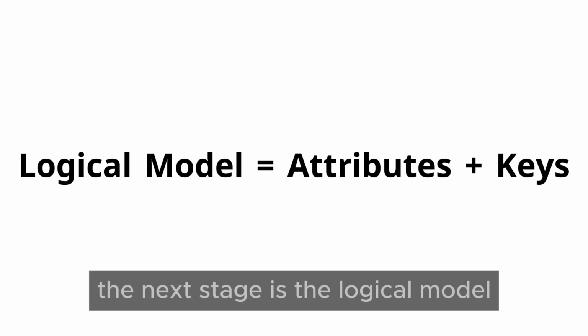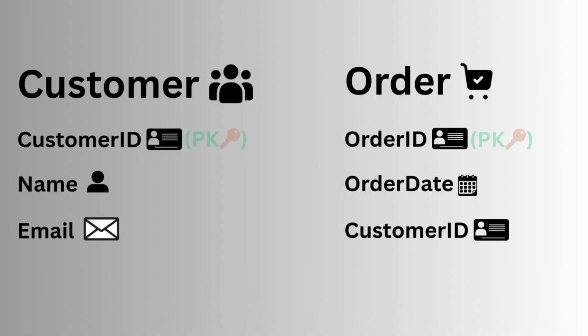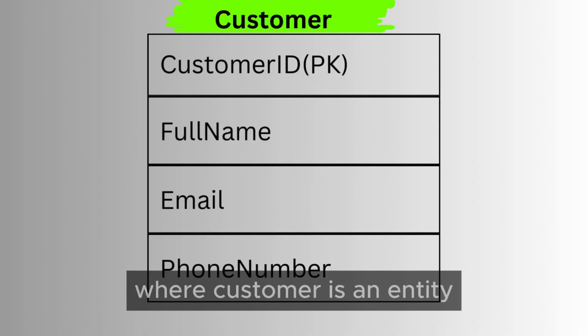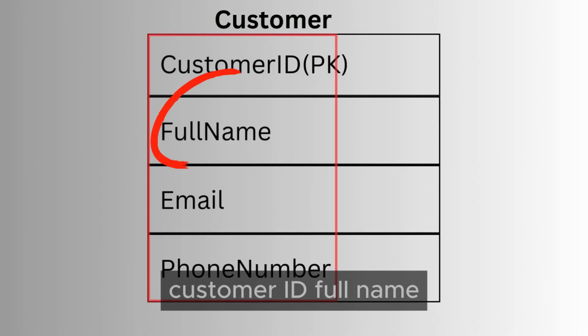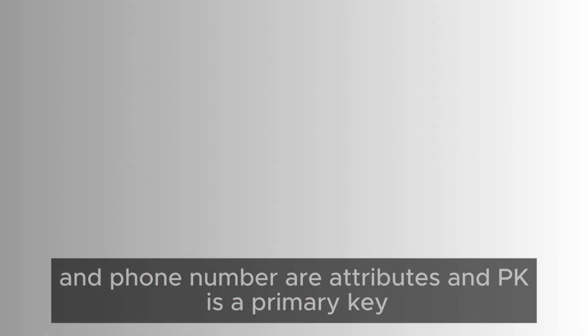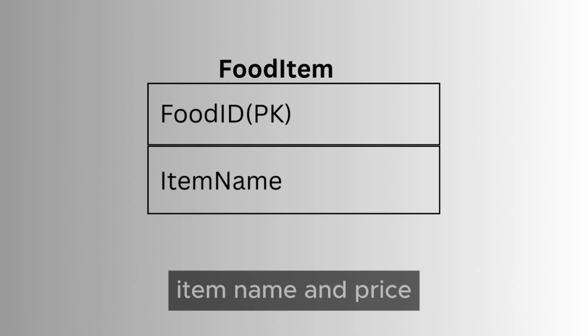The next stage is the logical model, which builds on the conceptual model by adding more detail. In the logical model, we define the attributes of each entity, assign primary keys, and identify foreign keys. For example, the customer entity will include attributes such as customer ID, full name, email, and phone number. Where customer is an entity, customer ID, full name, email, and phone number are attributes, and PK is a primary key. The order entity will include order ID, order date, and customer ID as a foreign key that links back to customer. The food item entity will include food ID, item name, and price.